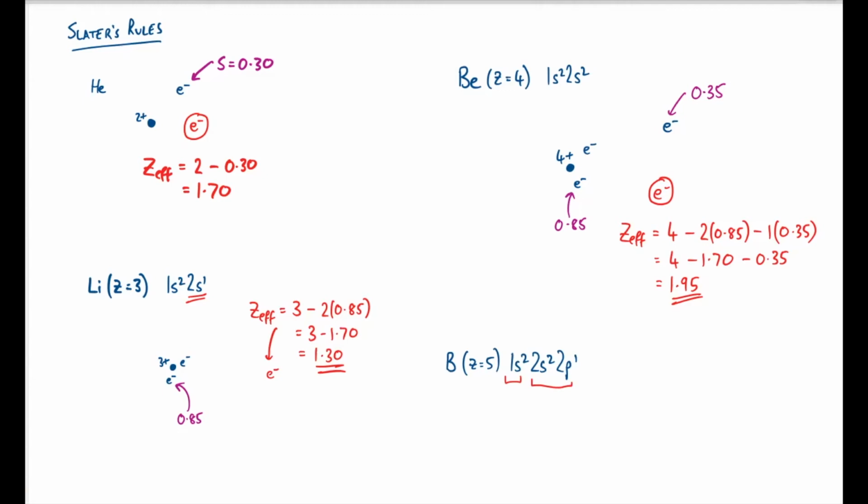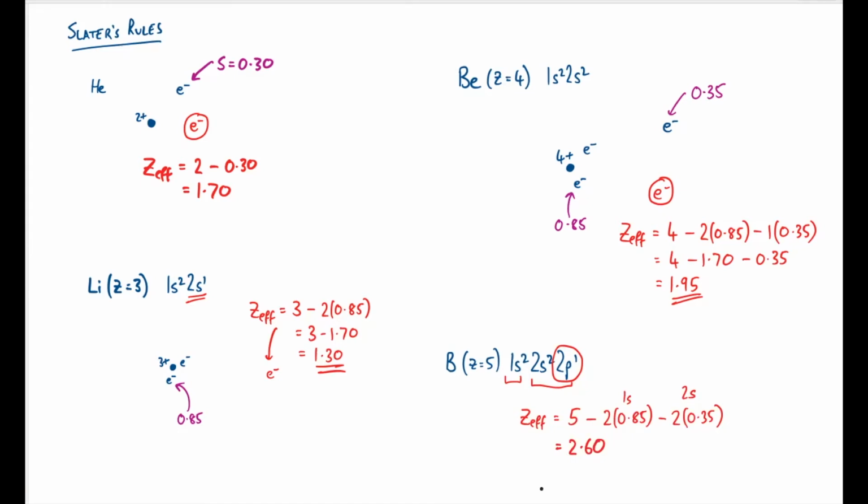My electron of interest, the easiest one to remove, the one that's furthest out, would be this 2p. The effective nuclear charge in this case will be equal to 5, take away the 2 of the 85% effective 1s electrons again, but this time 2 of the 35% effective 2s ones. So this will give me an effective nuclear charge of 2.60.